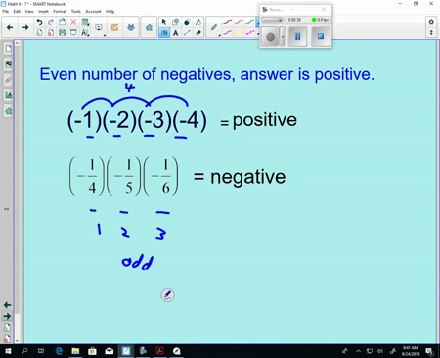When they're an even number, 4 is an even number, the answer will be positive. And if the number of units that we're multiplying is odd, the answer will be negative. So 3, 5, 7 numbers multiplied together will give us negative, but 2, 4, 6, 8 numbers multiplied together will be positive.